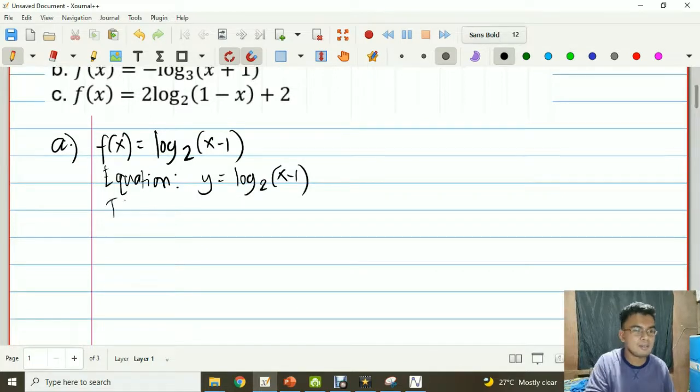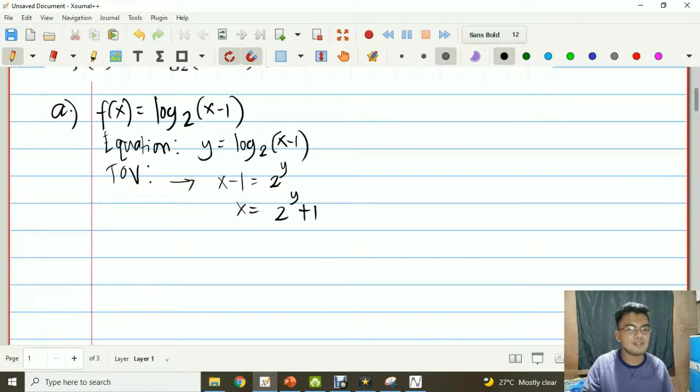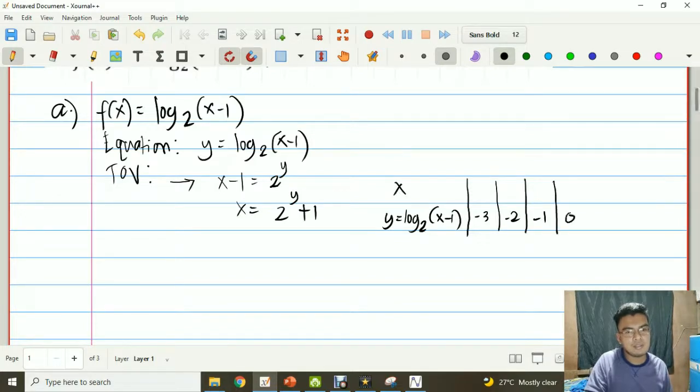So, para sa kanyang table of values, i-rewrite natin ito in terms of its equivalent exponential form. This is equivalent to x minus 1 is equal to 2 raised to y. So, transposing negative 1, it will become x is equal to 2 raised to y plus 1. So, ito yung magiging basis natin ngayon sa pagkuha ng ating x na value. So, this will be our table of values. This will be x, and then for our y, which is log base 2 of x minus 1. So, negative 3, negative 2, negative 1, and then 0, 1, 2, and 3.